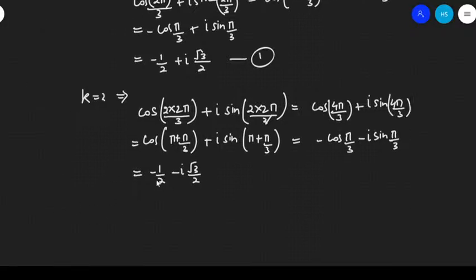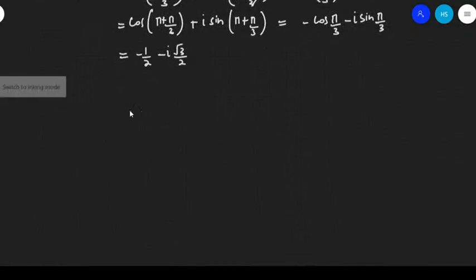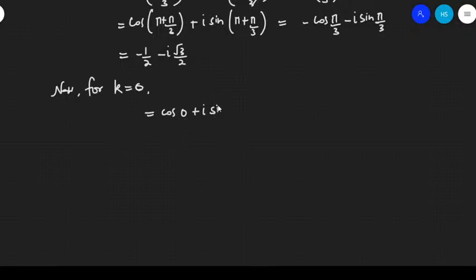Similarly, for k equals to 0, cos 2 into k pi, that is 2 into 0 pi, that is cos 0 plus iota sin 0, will be equal to 1. So it will be equation 2 and equation 3.